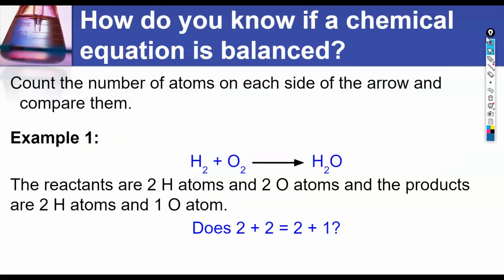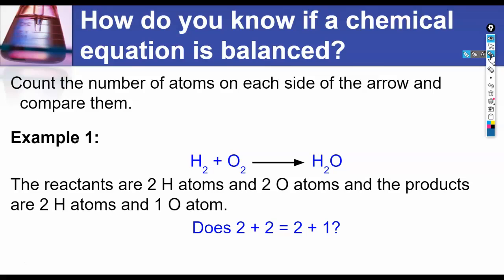So let's see if we can tell whether or not an equation is balanced. The way we're going to do that is count the number of atoms on each side of the arrow and compare them. You can think of the arrow as kind of like an equal sign, because on the left side of the arrow, you have the atoms you start with, and on the right side, you have the products, those are the atoms you end up with. And according to the conservation of mass, they have to be balanced on both sides.